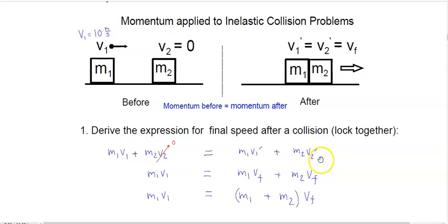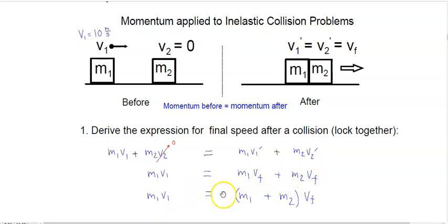Now, let's apply the conditions for this particular collision problem. We know that the second mass was at rest, and if it was at rest, its v2 was 0, which makes this term drop out of the left side of this equation. We also know that after the collision, both masses moved away together at the same speed, making v1 prime equal to v2 prime. And wherever I see a v1 prime and a v2 prime, I can replace them with the common term vf. And here I have it, m1 vf plus m2 vf.